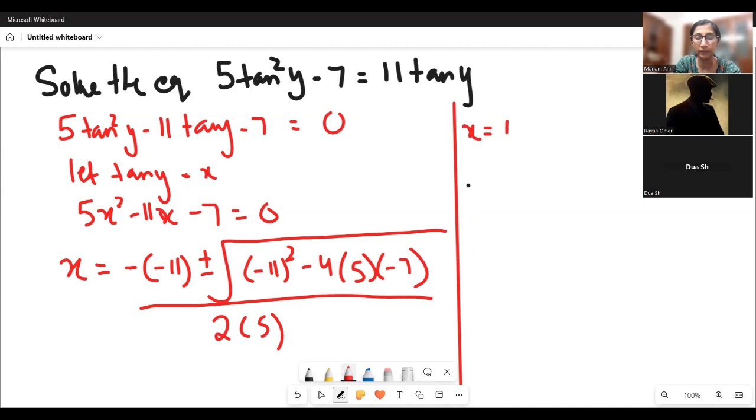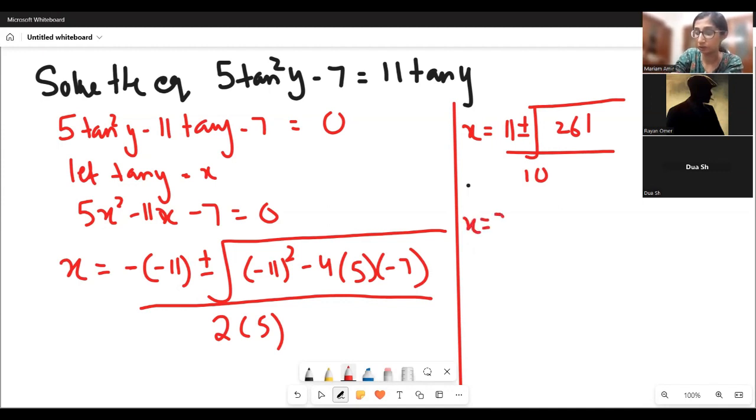x equals 11 plus or minus the square root of 11 squared minus 4 times 5 times minus 7, which is 261, upon 10. So we get x equals 2.72 and x equals minus 0.516. Okay. Now replace x with tan y again.